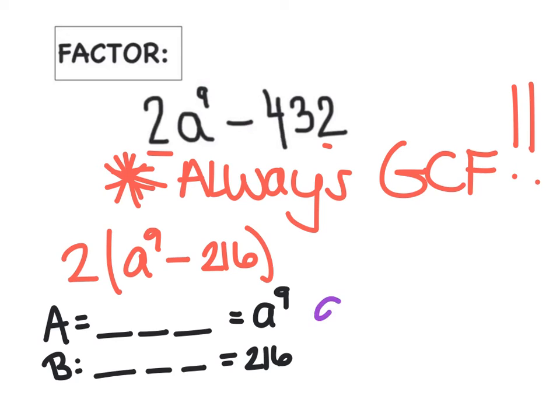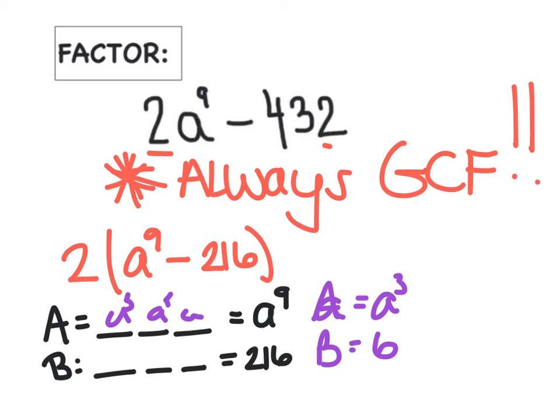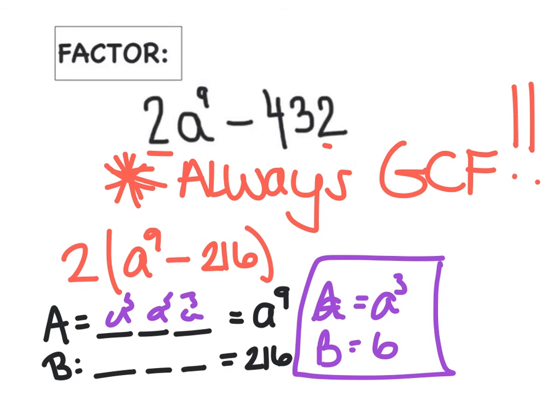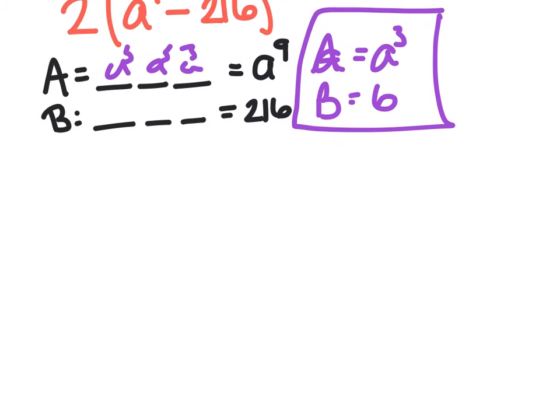Well, hopefully you'll agree with me. I have my A to be, oops, I should use a capital A. My A is a cubed, and my B I had is 6. And again, I just said, is it a times a times a? No, that makes a to the 3rd, and then I just went through and figured out who my exponent should be. But I've identified my A and my B, so this should be pretty straightforward. It is a difference of two perfect cubes.